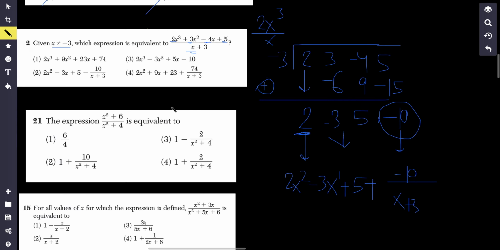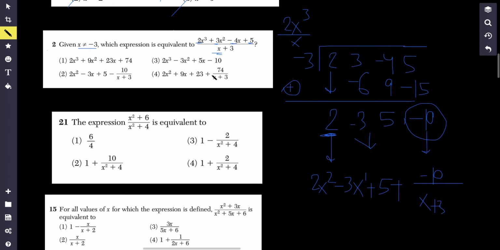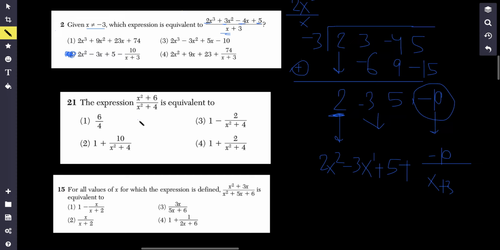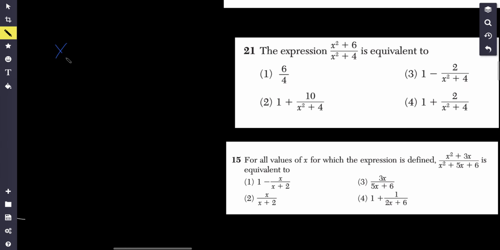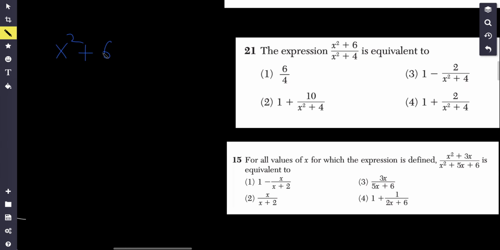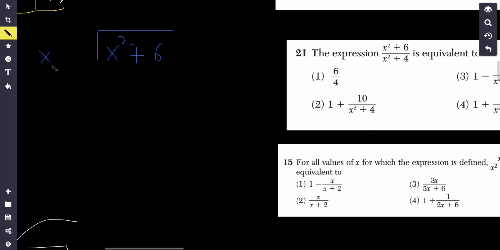Let's take a look at our answer choices. And all right, number 2 looks to be our answer. The expression x squared plus 6 divided by x squared plus 4 is equal to what? So I have x squared plus 6, and I'm dividing this by x squared plus 4. What multiplied by x squared gives me x squared? That's just going to be 1, because 1 times x squared gives me that.